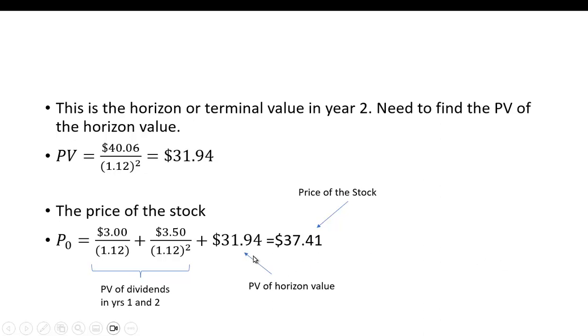So again, this horizon value or terminal value just encompasses all the dividends from year 3 to infinity. So in order to get those, we make an assumption that it's going to grow at a constant rate. In this example, it happens to be 3%.